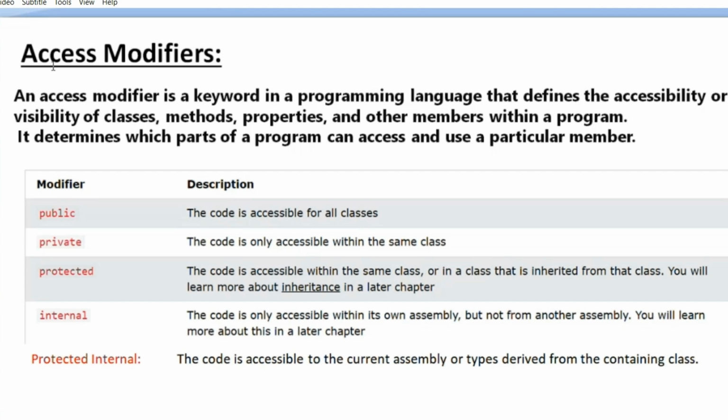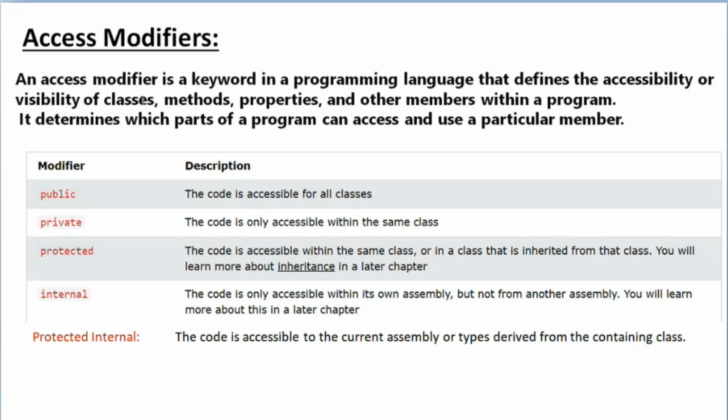So today in this video we'll learn what access modifiers are and what the different access modifiers are. An access modifier is nothing but a keyword in our programming language which controls the accessibility or visibility of different members. The members can be classes, methods, properties, and other members within a program, and the access modifier determines which parts of a program can be accessed.